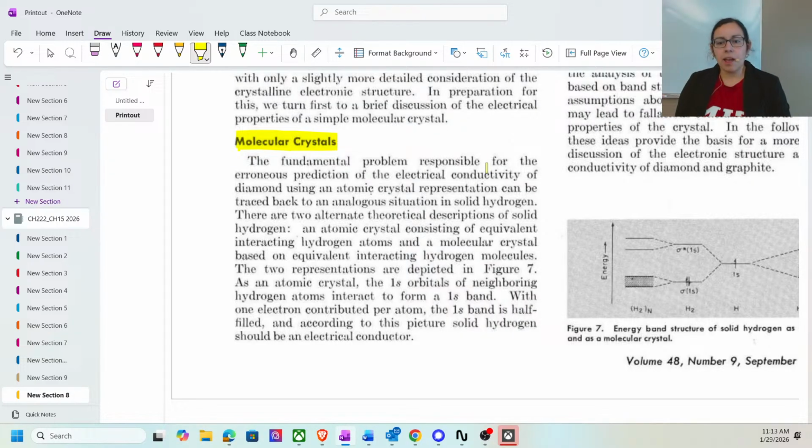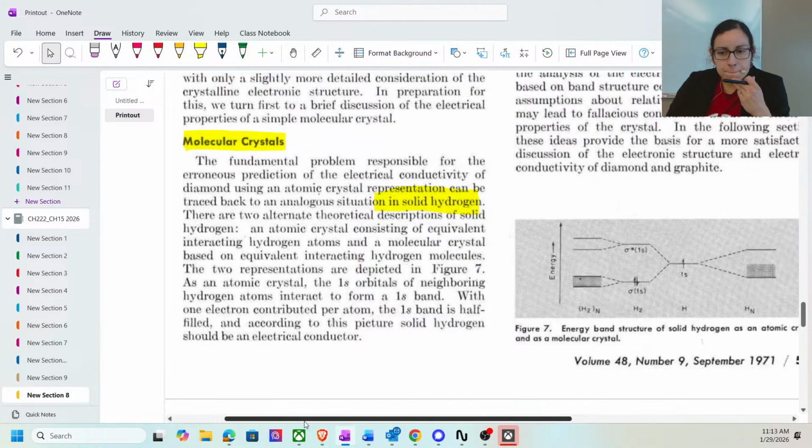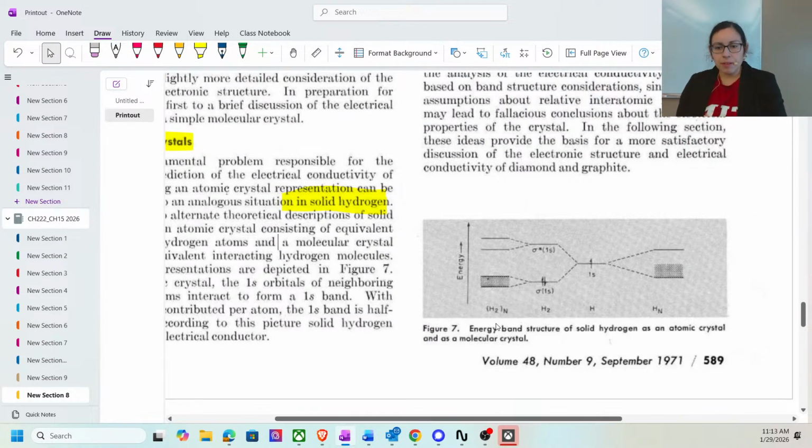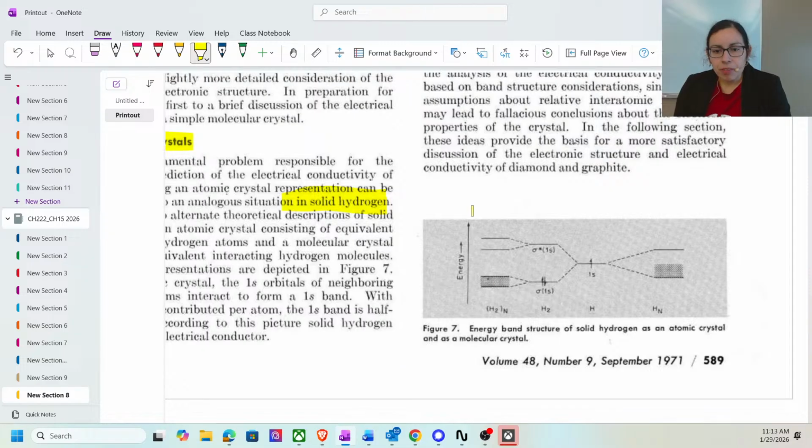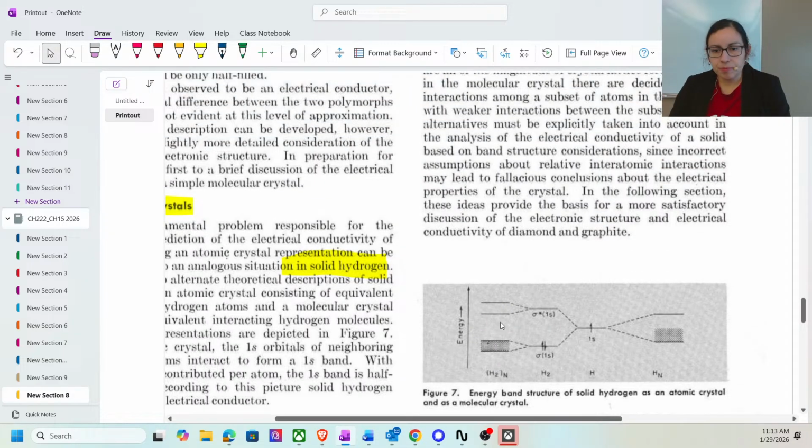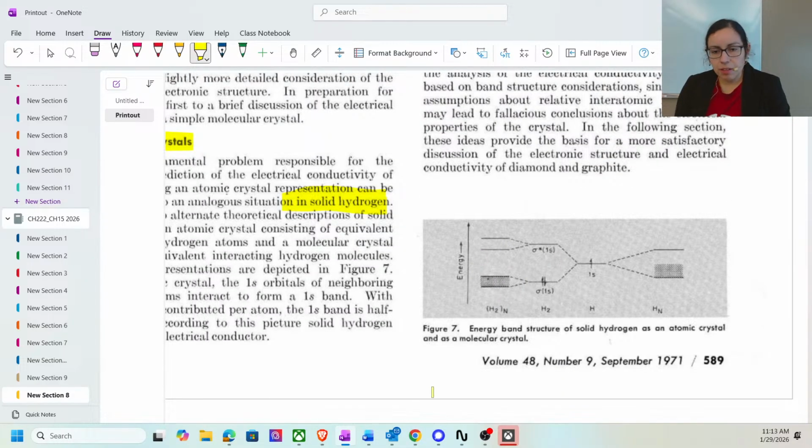And so now we can go back to hydrogen and kind of our assumptions about hydrogen. And we may have different scenarios. And so shown here, right, is our molecular orbitals for hydrogen. And so we can show them, right, so they've made their bonding orbital. And so now this is showing that hydrogen as a molecular crystal is an insulator.